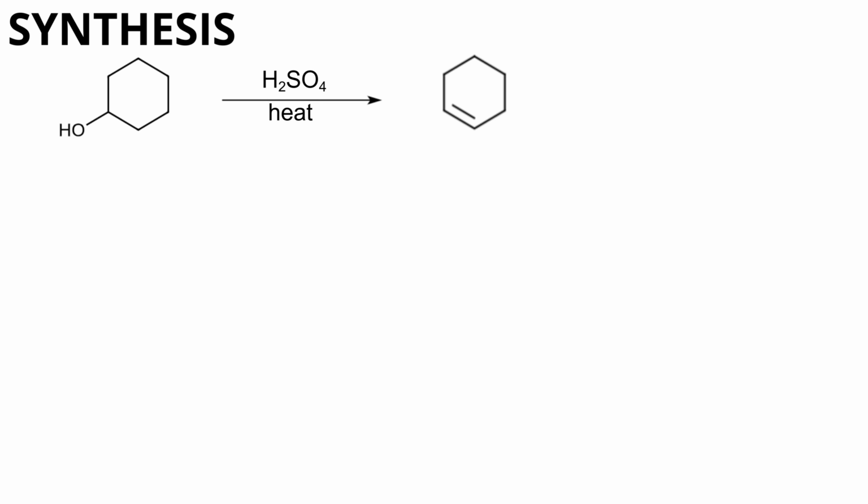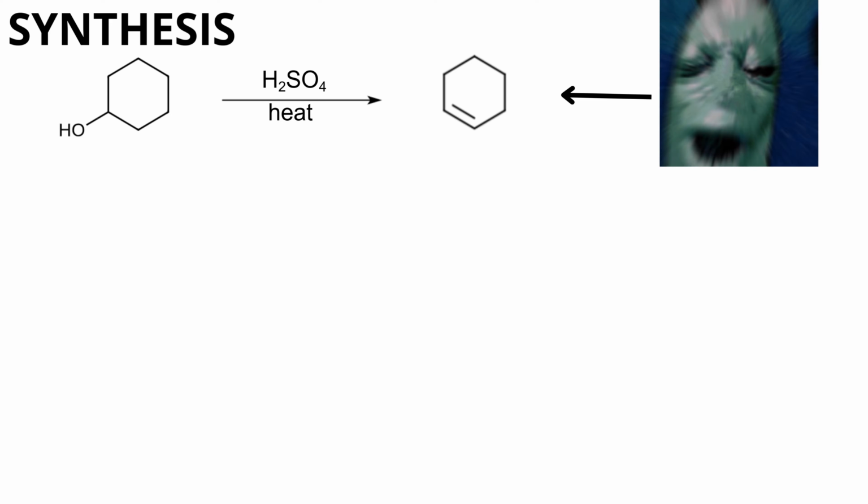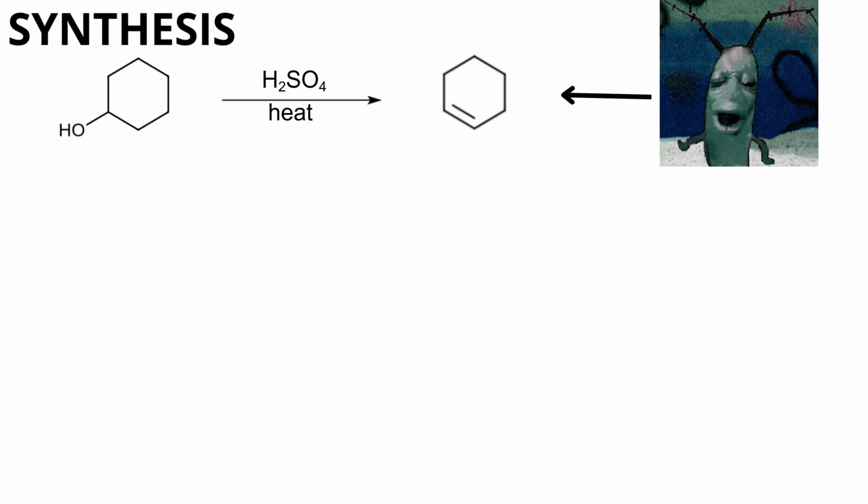The first strategy is to use synthesis, because there are a lot of ways to synthesize alkenes. The first is to dehydrate an alcohol using concentrated sulfuric acid or other acids. The problem with this synthesis is that alkenes with four or fewer carbons are gases at normal conditions. So I need an alcohol of five or more carbons, which I don't have. So this reaction is unsuitable for the moment.